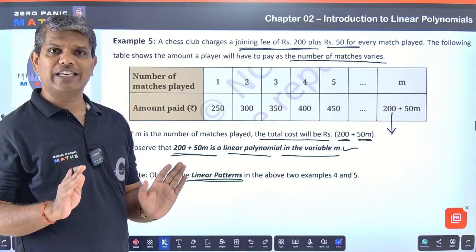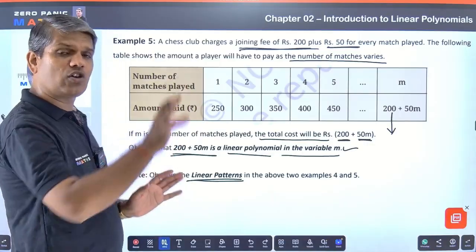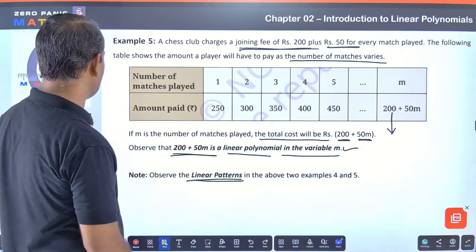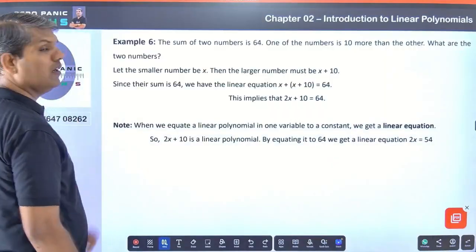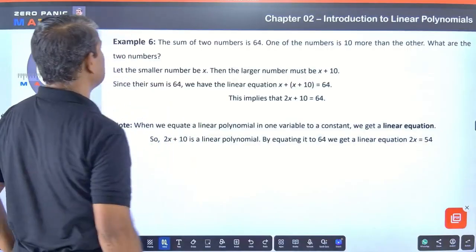You understood what a linear pattern is? The constant increase or constant decrease. That's all. That simple it is. Okay, now let us see one more example. Listen to this example carefully.